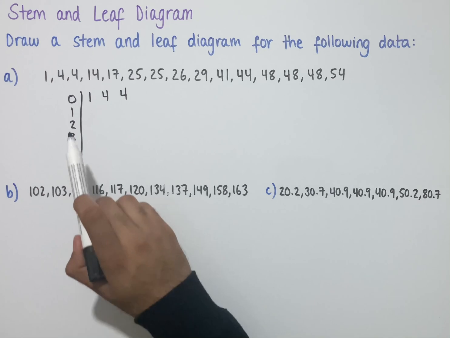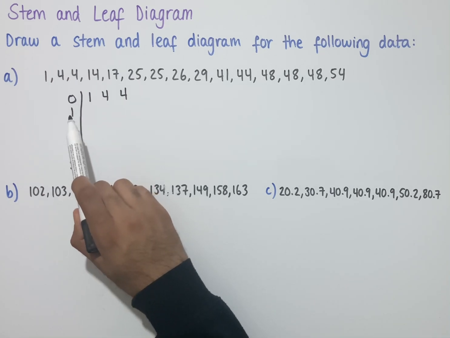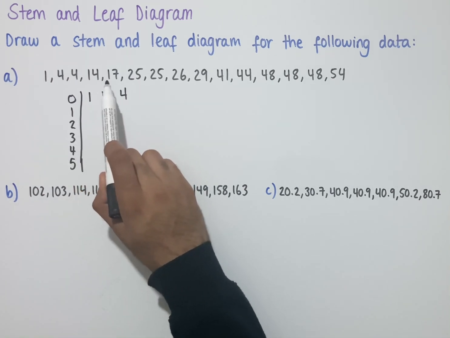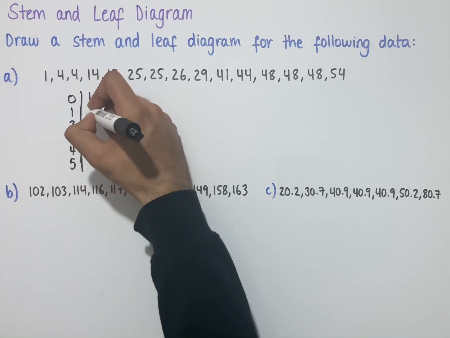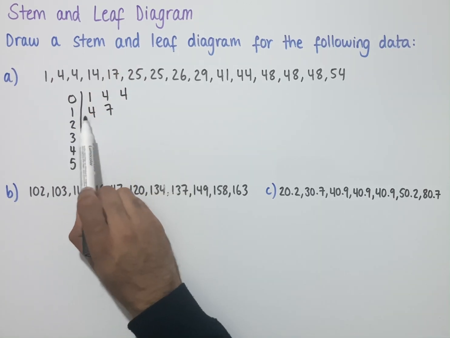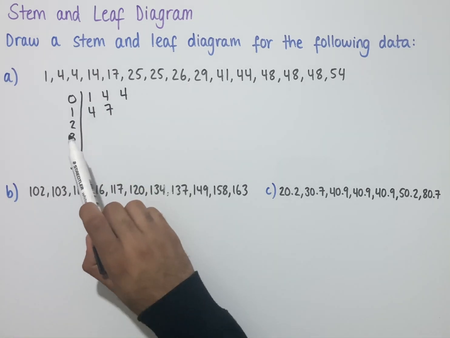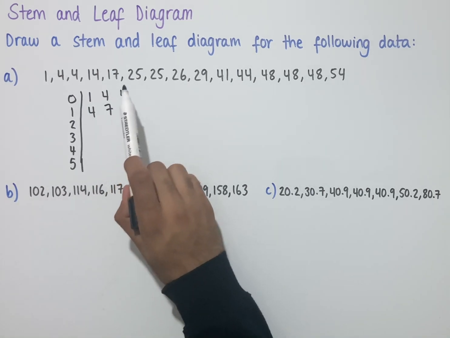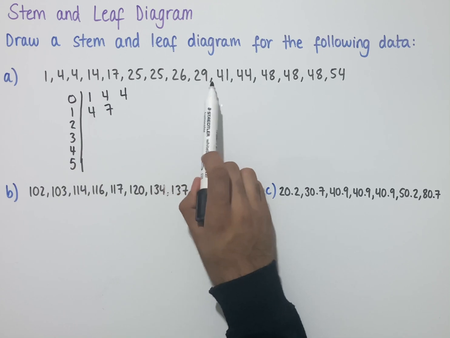For the next leaf, we will look at the numbers that have a single ten. So that's 14 and 17. Writing these numbers in order, we have 4 and we have 7. So this makes 14 and 17. Then we move on to the numbers that have 2 tens. So that's 25, 25, 26 and 29.